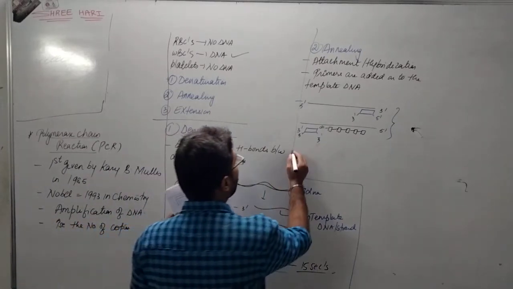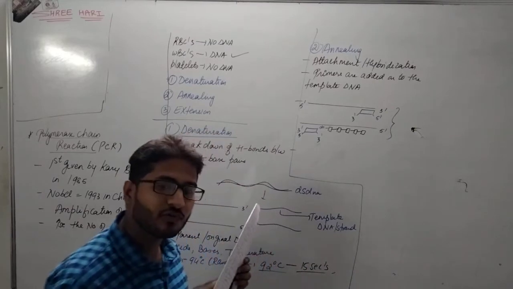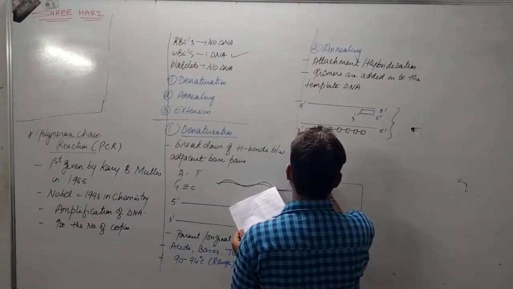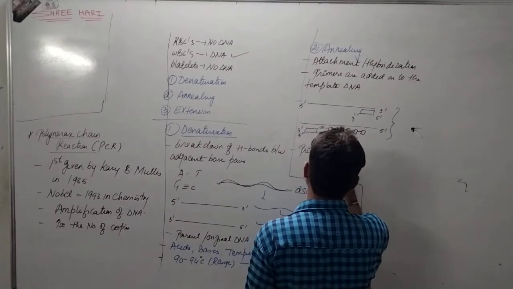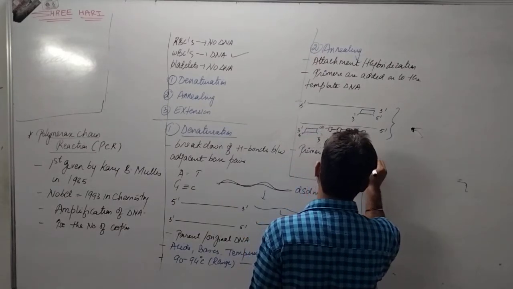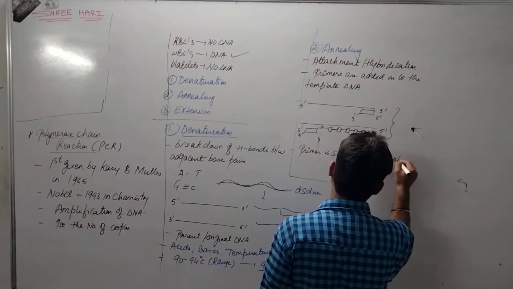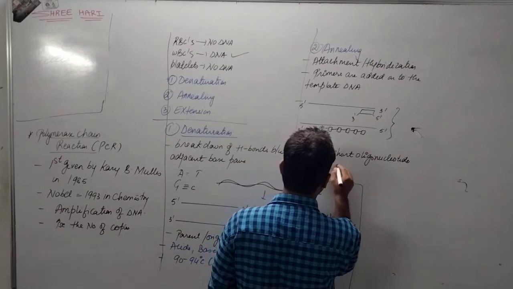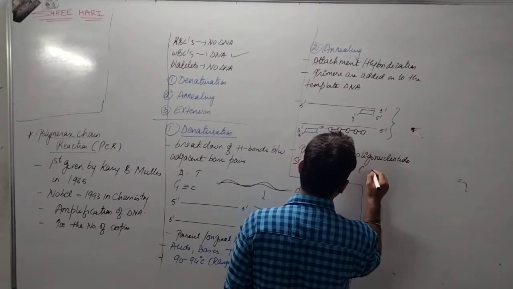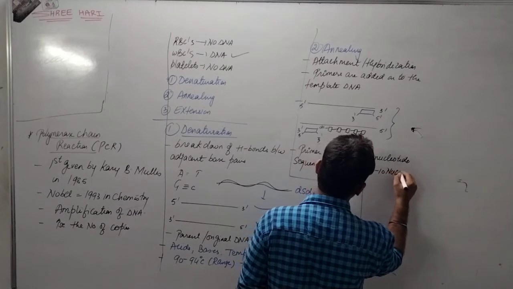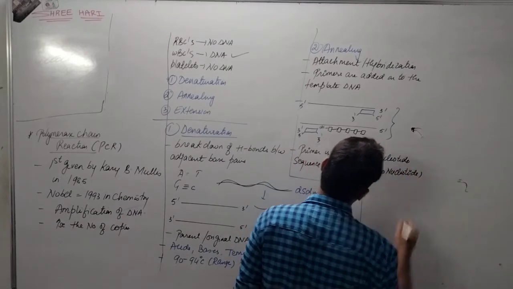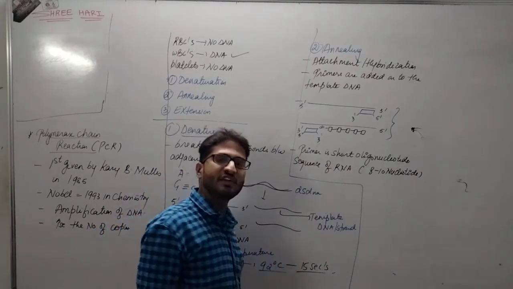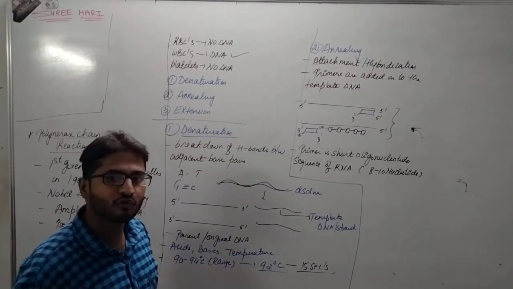Primer is basically a short oligonucleotide sequence of RNA, approximately 8 to 10 nucleotides long. In many reference books it is written 10 to 18 also, but generally it is 8 to 10 nucleotide sequence which is involved as a part of primer.